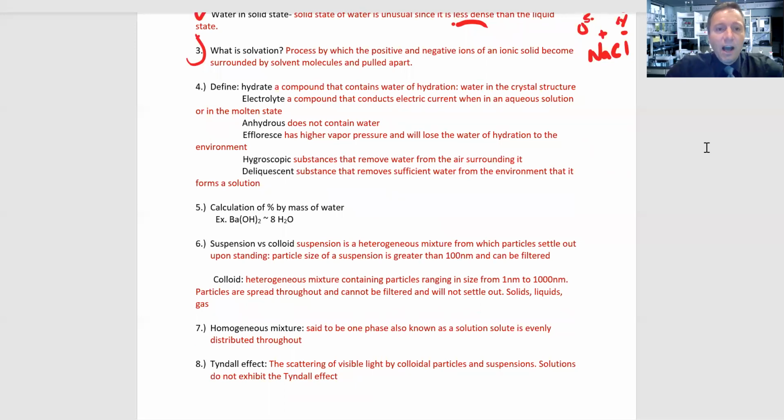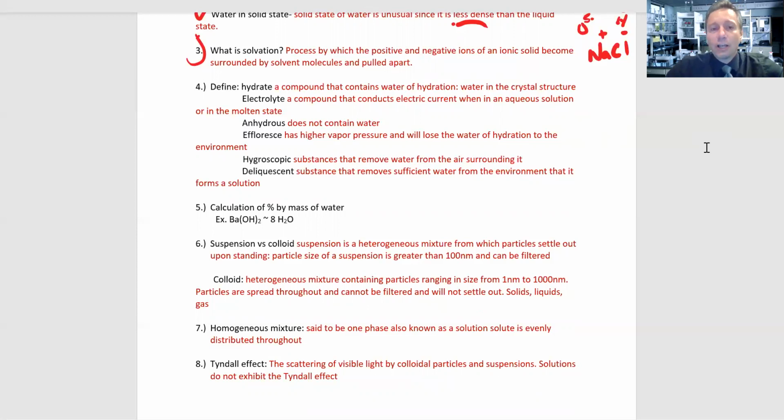First, a hydrate. A hydrate's a compound that contains water of hydration. Water is in the crystal structure. So when you talk about hydrate, barium hydroxide octahydrate, or copper 2 sulfate pentahydrate, those are real important. That means a hydrate has in its crystal structure, water is bonded in there.